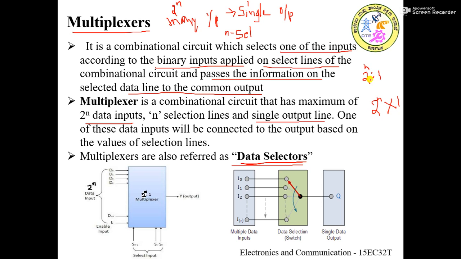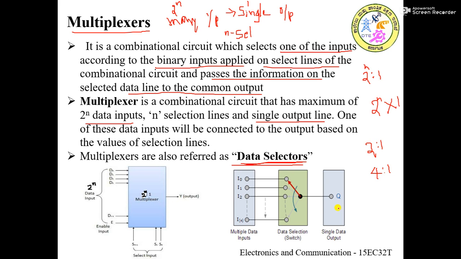If you substitute n equal to 1, 2 to the power of 1 is 2, so you can call the multiplexer a 2 is to 1 mux. The short form is mux. If n equal to 2, 2 to the power of 2 is 4, so it is a 4 is to 1 mux. If you substitute n equal to 3, 2 to the power of 3 is 8, so it is an 8 is to 1 mux, like this. So it grows on. So why are these referred to as data selectors?